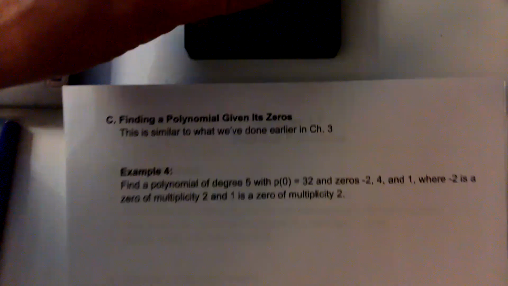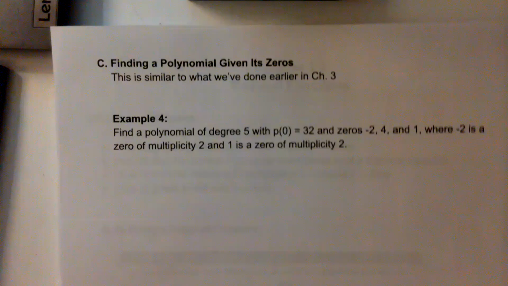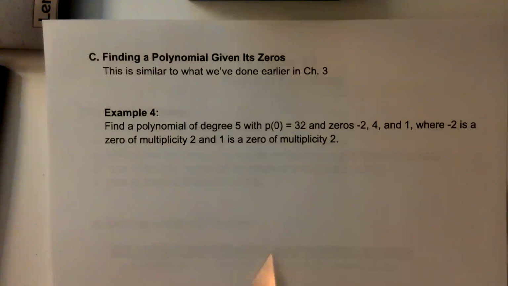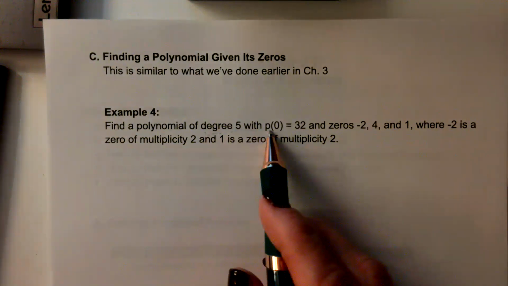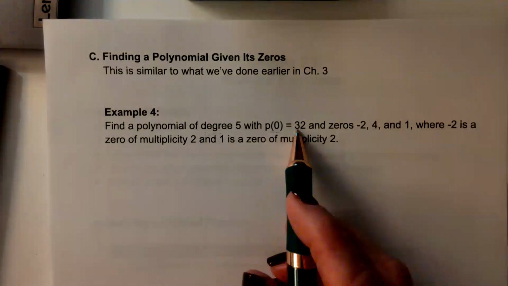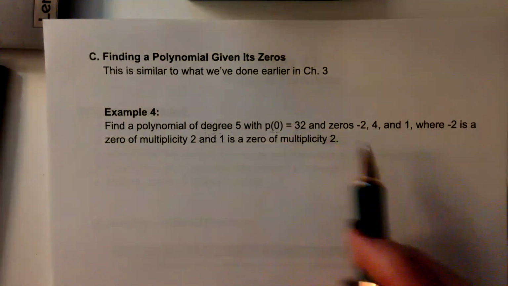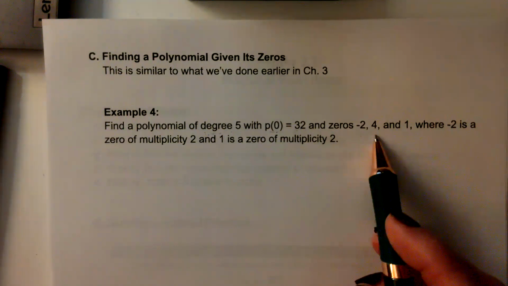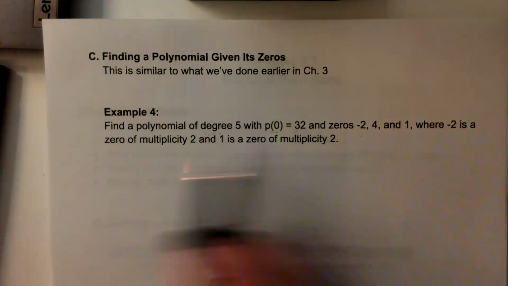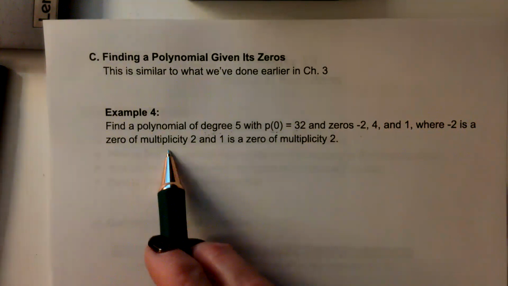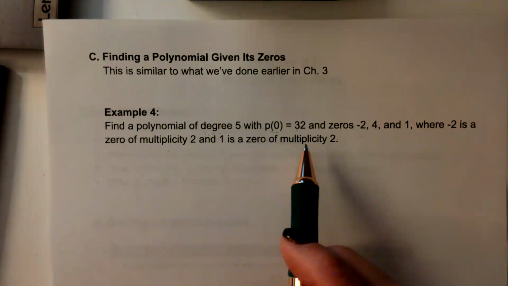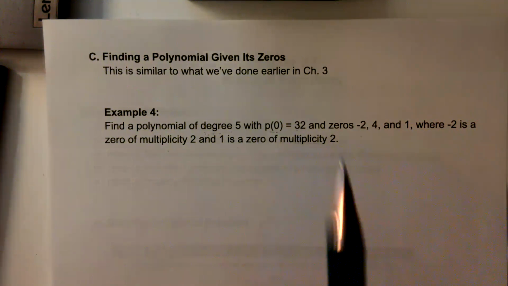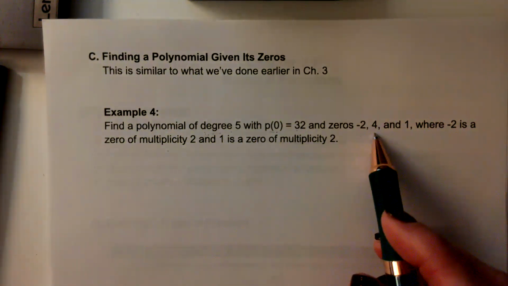And then finding the polynomial given the zeros is similar to what we did earlier in chapter 3. We know we want a polynomial of 5th degree. We also know that when x is 0, the outcome is 32. And then we have zeros of -2, 4, and 1, where -2 is a zero of multiplicity 2, and 1 is a zero of multiplicity 2. So that must mean 4 has a multiplicity of just 1.